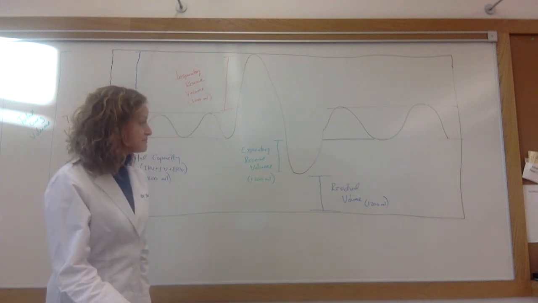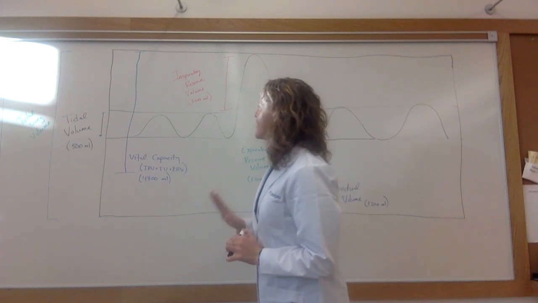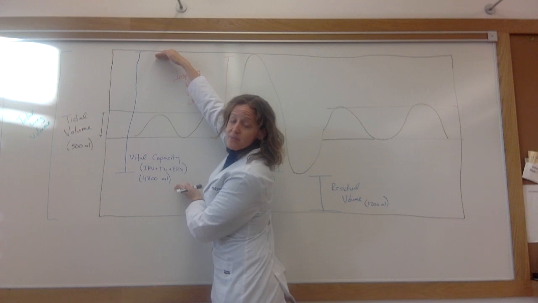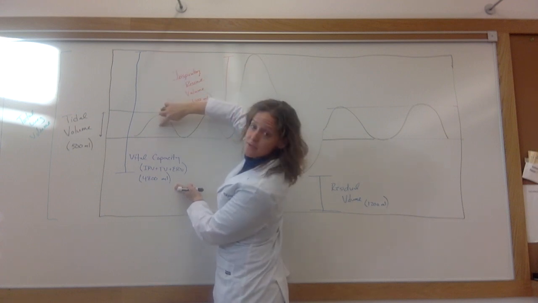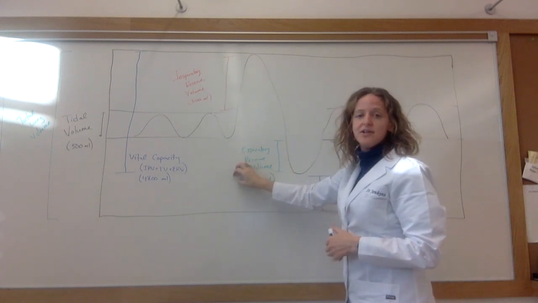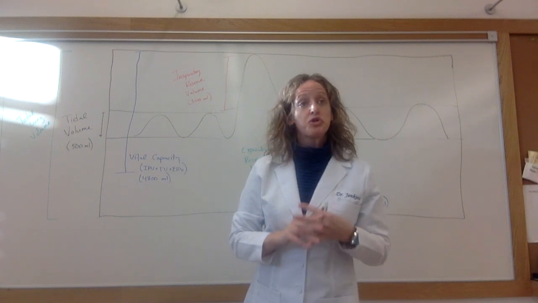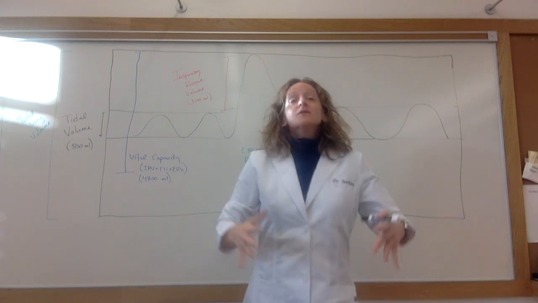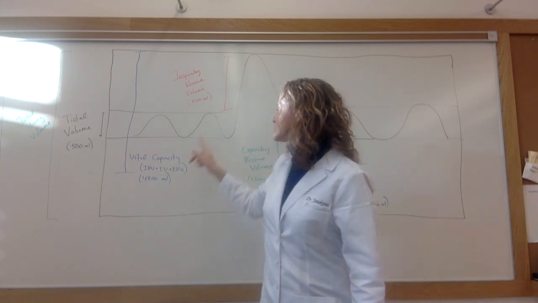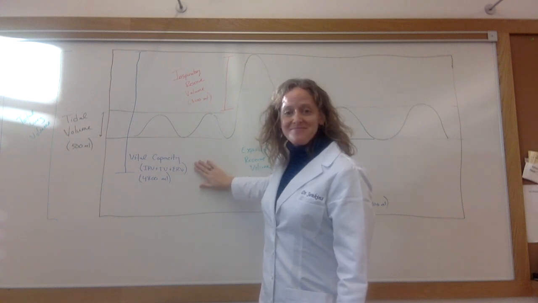All right? Now, if we get the term vital capacity, so we're here in blue, vital capacity includes our tidal volume plus our inspiratory reserve plus our expiratory reserve. So vital capacity is our total exchangeable air. The total amount of air I can inhale plus the total amount of air I can exhale, which includes tidal volume. All right? Usually pretty big.